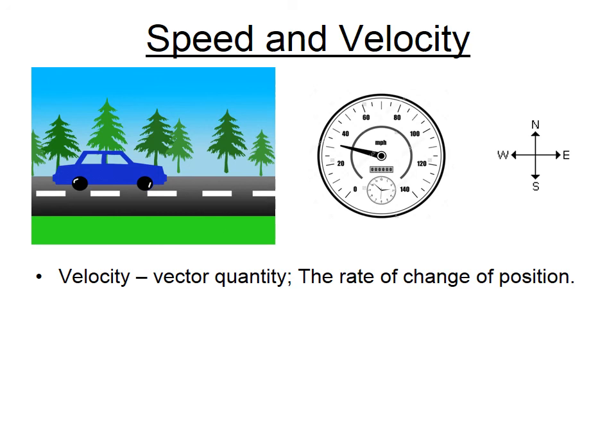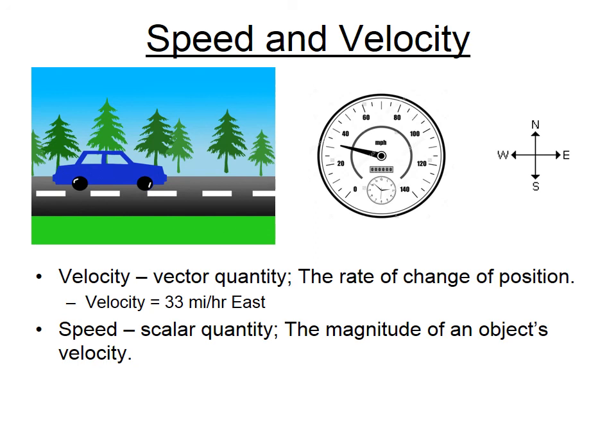The blue car is traveling 33 miles an hour. And then according to our coordinate system, the car is traveling east. So how quickly is the car moving? Well, it's moving 33 miles an hour east. Because velocity is a vector, I have to have both that magnitude or size and direction.